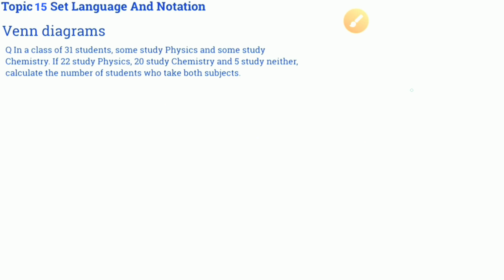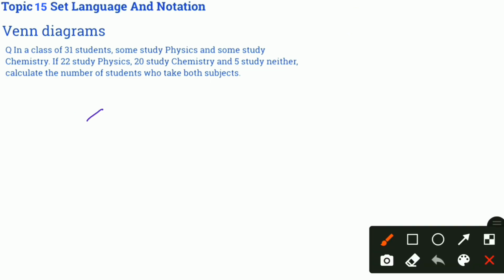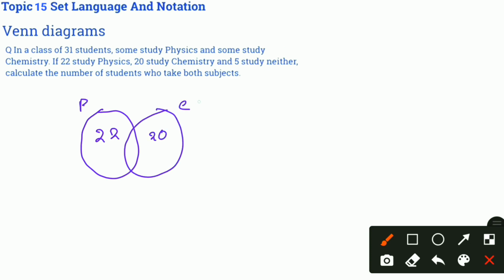A class of 31 students, some study physics, some study chemistry. If 22 study physics and 20 study chemistry, and 5 study neither, calculate the number of students who take both subjects. We need to find the number of students who take both subjects. That's why we made the intersection x. We need to find the value of x. Since a number of students are taking both subjects at the same time, there must be a deduction in here and in here.